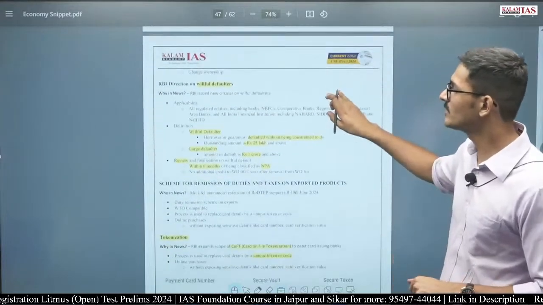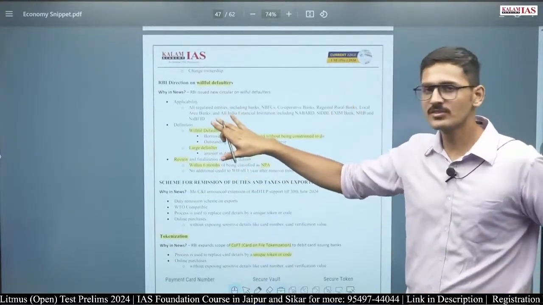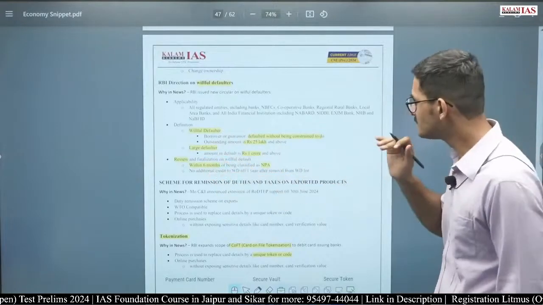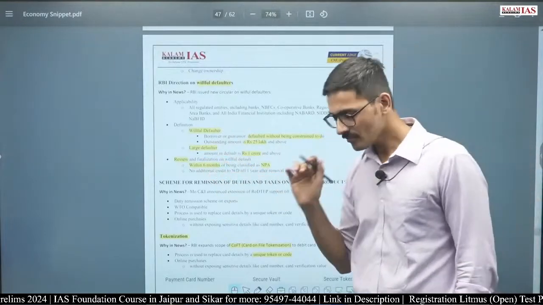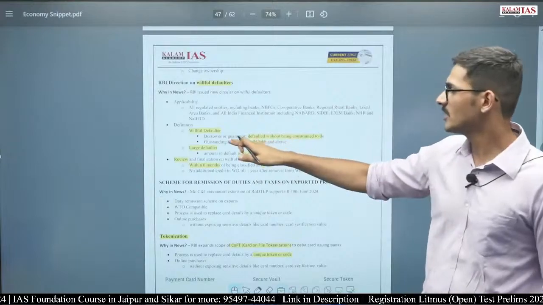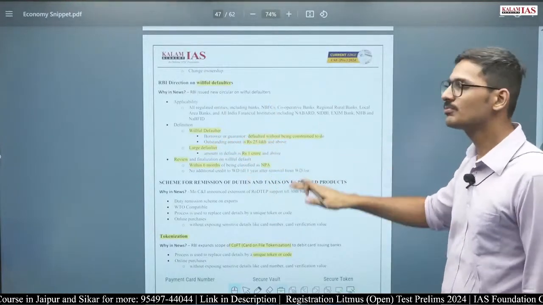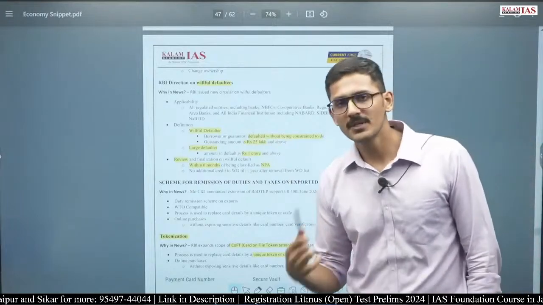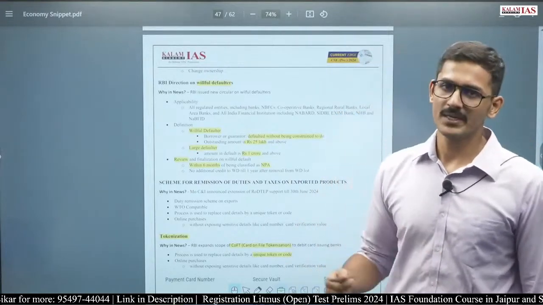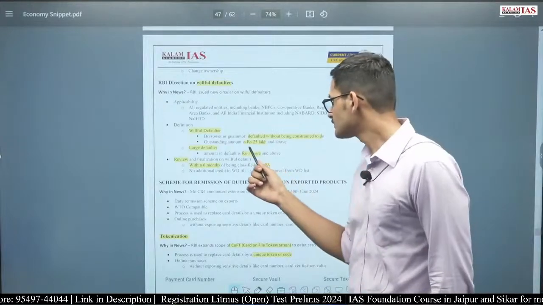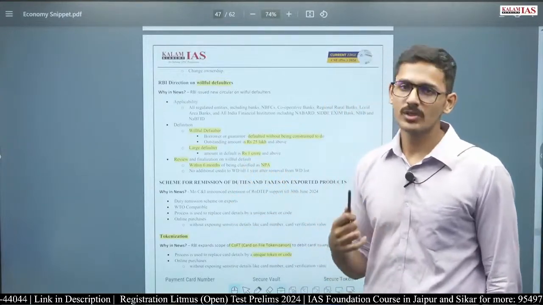RBI direction on willful defaulters. What you should know: what is a willful defaulter and what is a large defaulter. A willful defaulter is basically a borrower or guarantor who has defaulted without being constrained to do so. I have the financial capability to pay, but still I am not paying, then I am a willful defaulter. And the outstanding amount is more than 25 lakh.